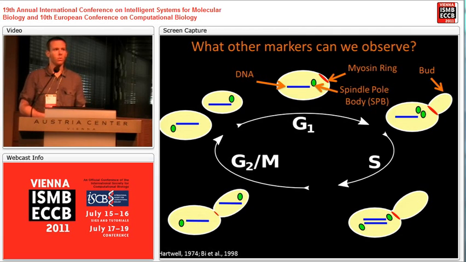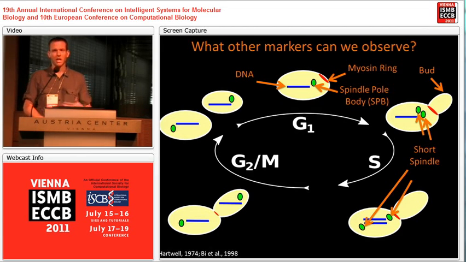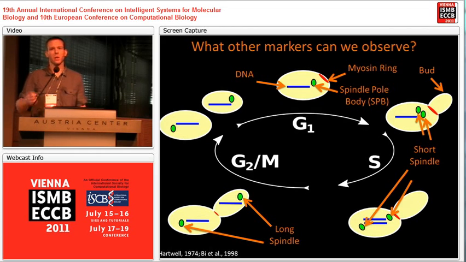We also have the spindle pole body, which is a structure effectively like a centriole in mammals that is important for mitosis, that duplicates here at the end of G1/S. When we have two of these spindle pole bodies in a mother cell, we call that a short spindle. And when we have one in a mother, one in a daughter, and still an intact myosin ring, we call this a long spindle. So there are additional features here that we can take advantage of.